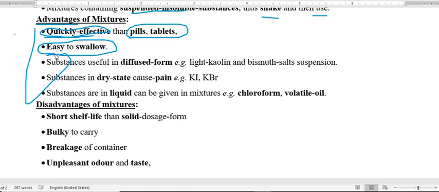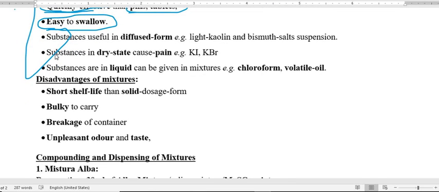Why? Because when we compare with solids like tablets and pills, these can get stuck while swallowing. This is not a problem with the mixture or the aqueous liquid medicinal preparation. Therefore, it is easy to swallow.